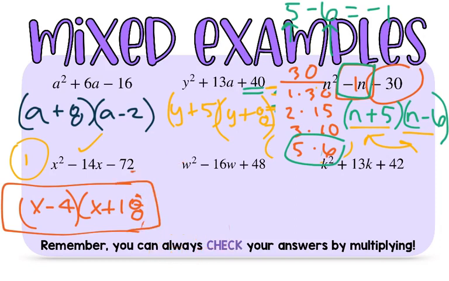Alright, next one, let's do kind of the same thing. I'm going to have you pause and write out some factors of 48, and then hit play when you're ready to talk about which ones can add to get me to negative 16, that middle term. So pause the video here.